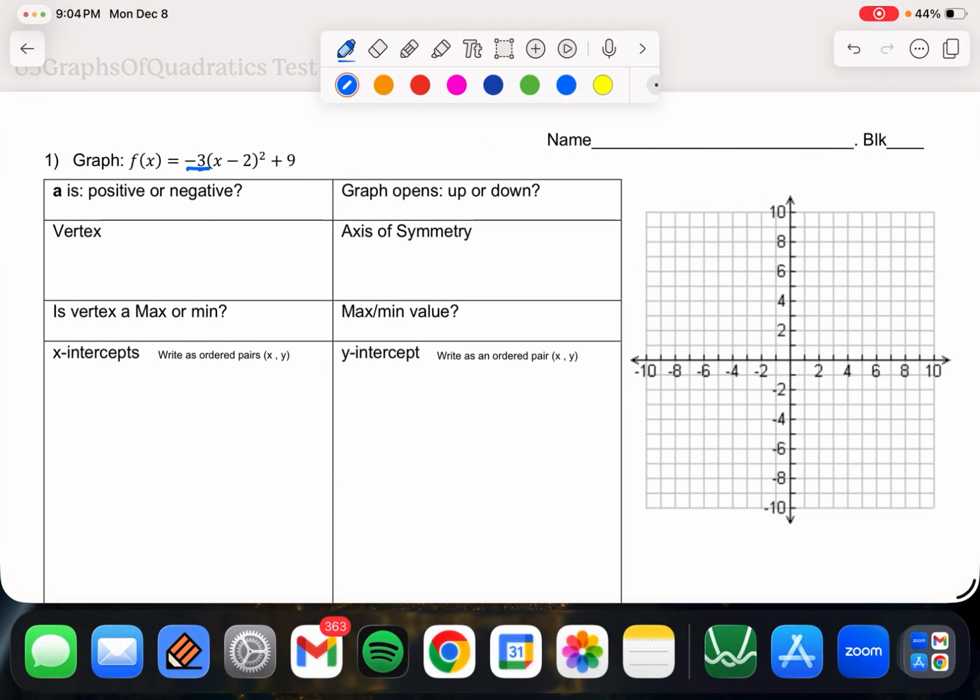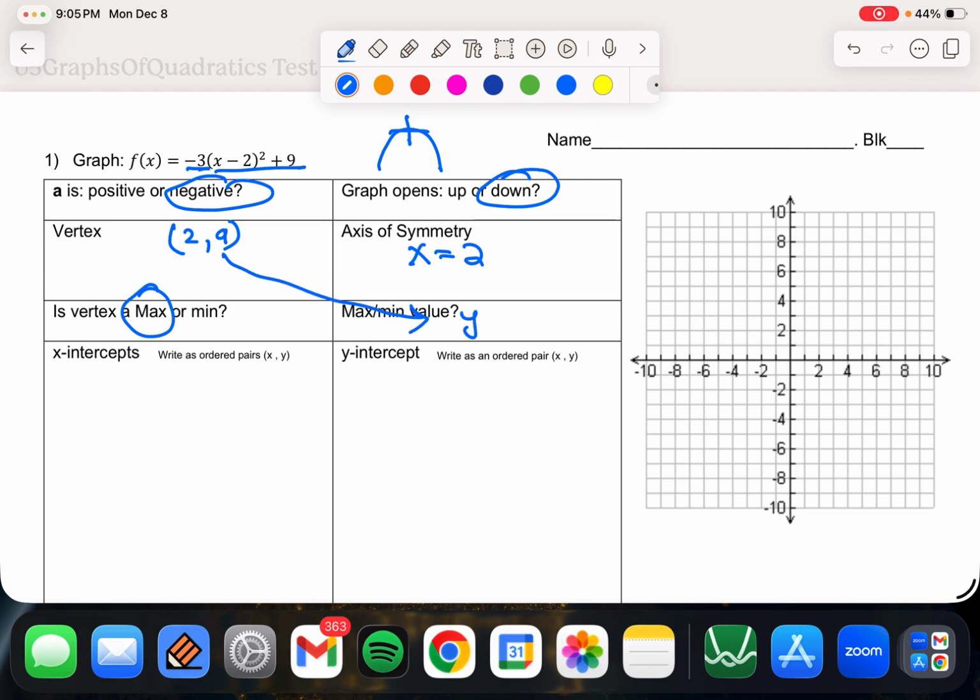Okay, if you look here, a is negative, which means the graph opens down. And if my graph opens down, our vertex is going to be a maximum. Our vertex, if we look up here, is at (2, 9). And our axis of symmetry is x equals 2. Our max value is simply the y value here, so y equals 9.